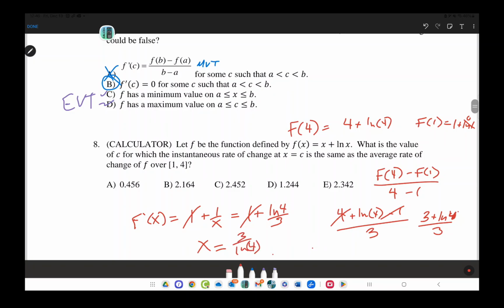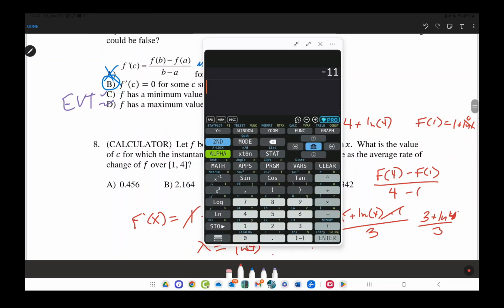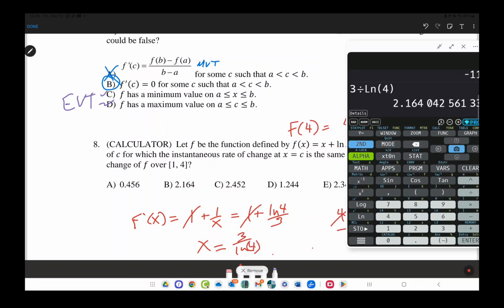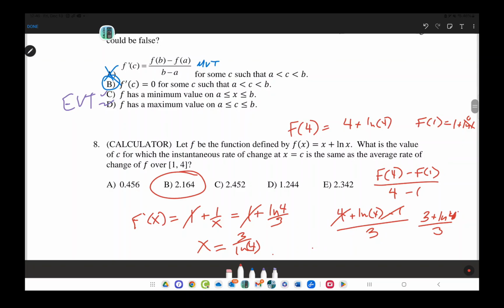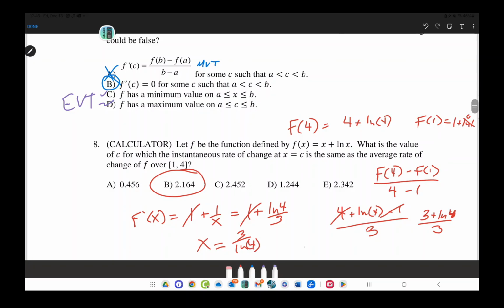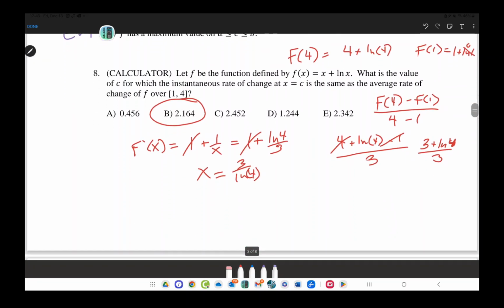You didn't even need your calculator for that, did you? See what that is. 2.164. B. There you go. Why you would need your calculator for that, or how you would need your calculator. Questions on number 8?